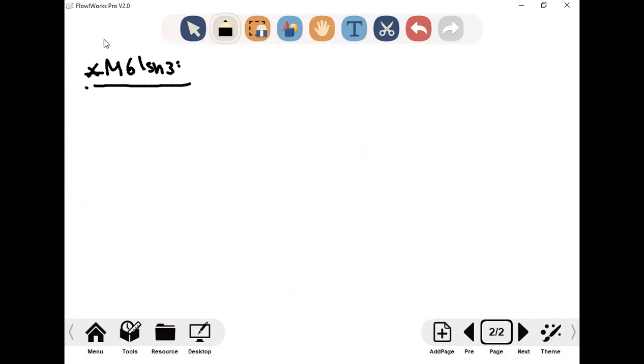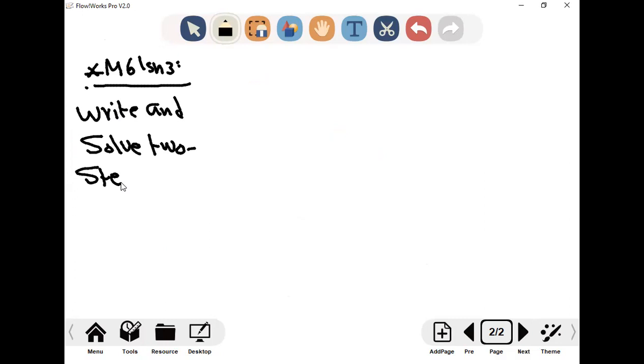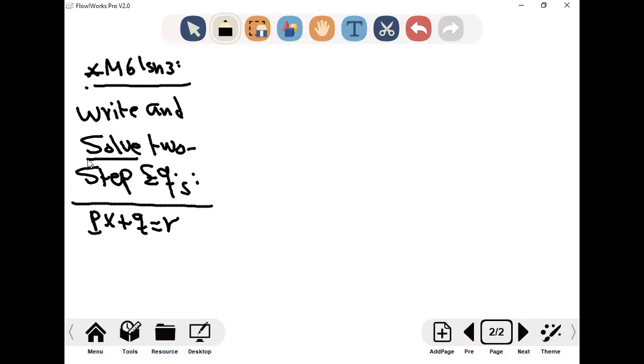Now module 6 lesson 3 talks about how to write and solve two-step equations, which are bx plus q equal r. We said we shift the q and divide by p, right? Right. Now write and solve. Now we did the solving. We know how to solve, right? So today we will what? We'll write the equation.